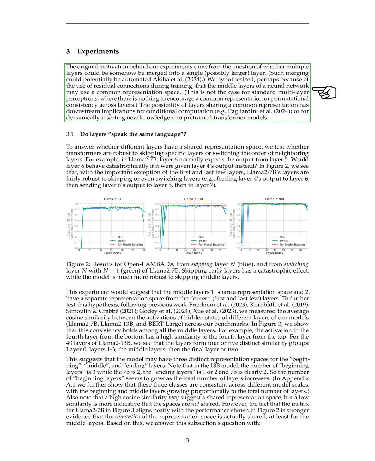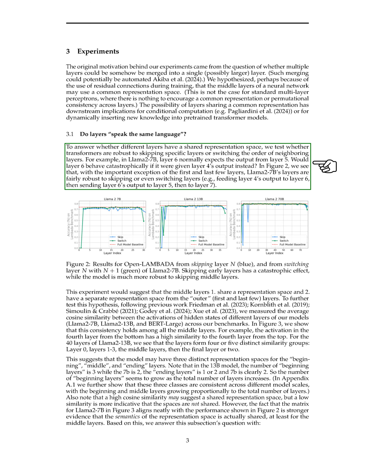Section: Do layers speak the same language? In this section, we investigate whether different layers in transformers share a common representation space. We conduct experiments to see if skipping specific layers or changing the order of neighboring layers affects the model's performance. For instance, in Llama 2 7b, we test if layer 6 can still function properly if it receives the output from layer 4 instead of layer 5.